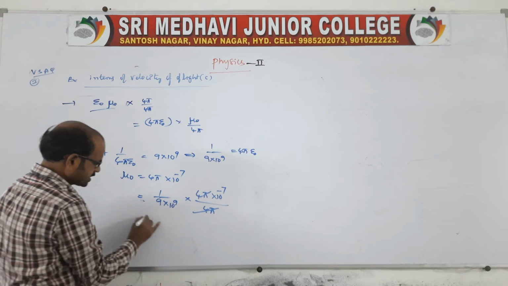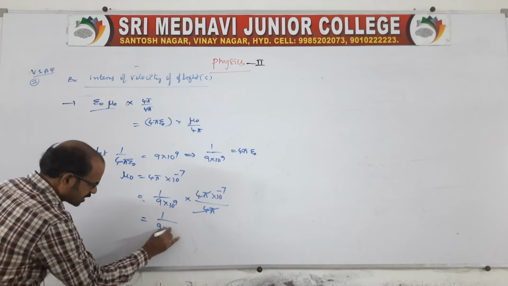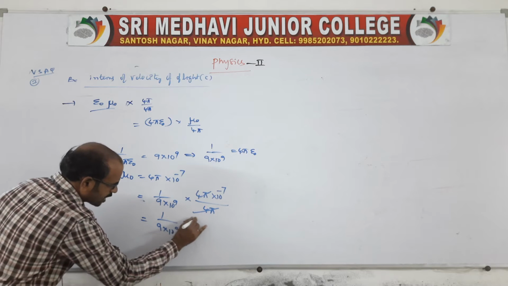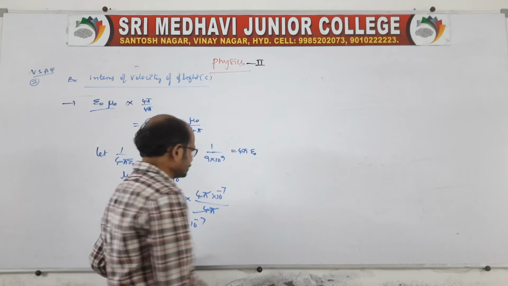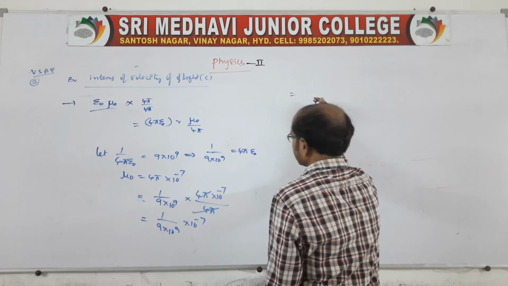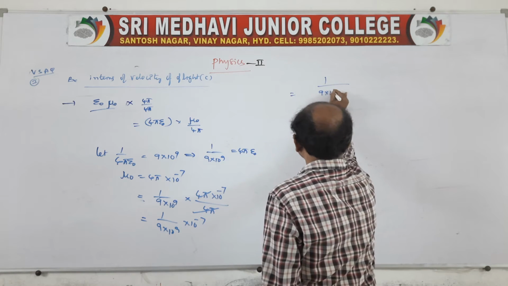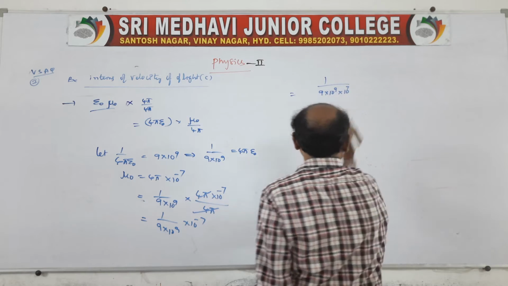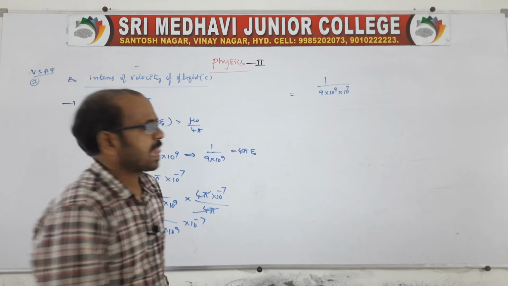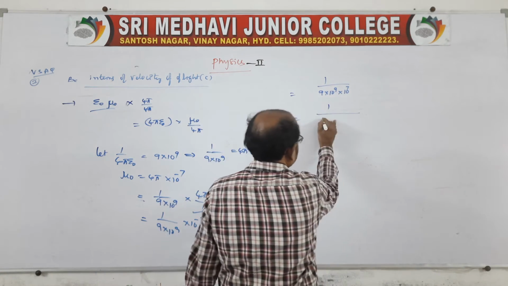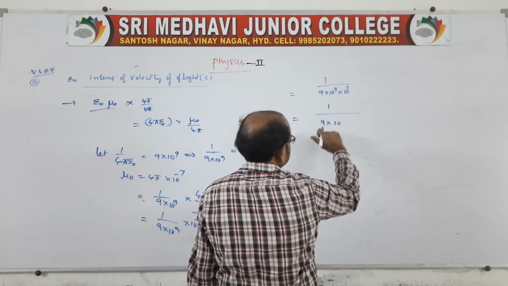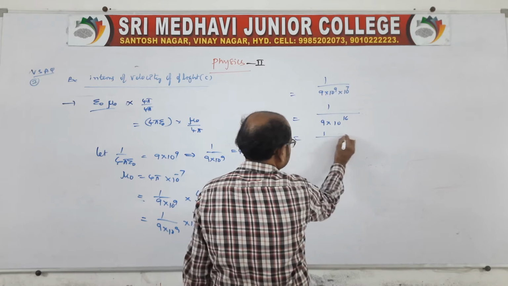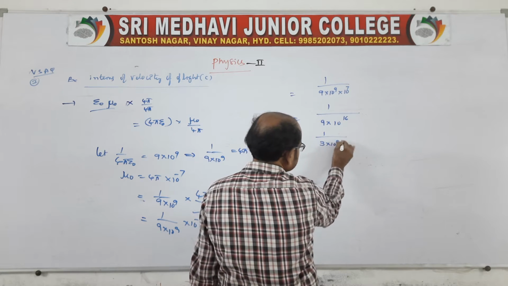So 4 pi is cancelled. 1 by 9 into 10 power 9 into 10 power minus 7. Better you bring it into the denominator. Therefore 9 into 10 power 9 into 10 power 7, because minus 7 is there. Therefore this will be 9 into 10 power 9 plus 10 power 7, which becomes 10 power 16. Therefore 3 into 10 power 8 whole square.